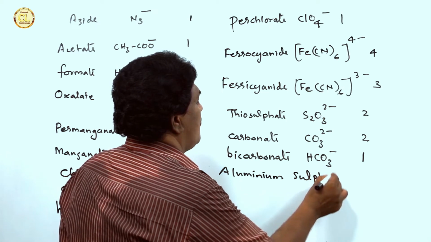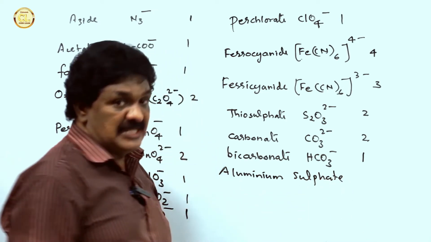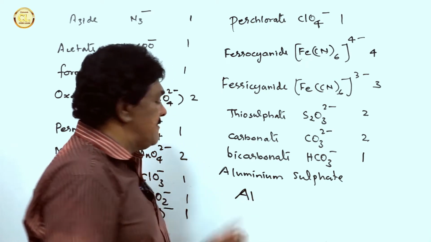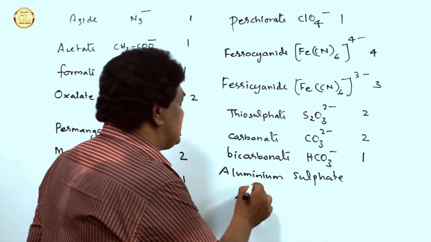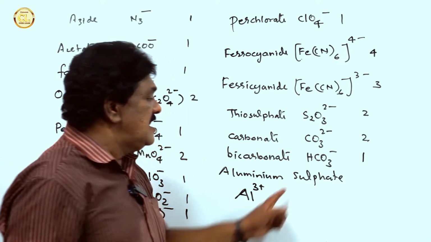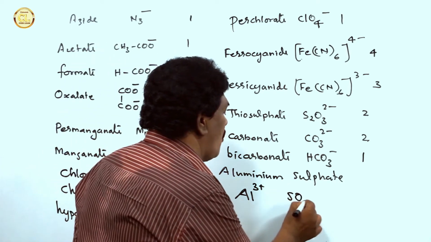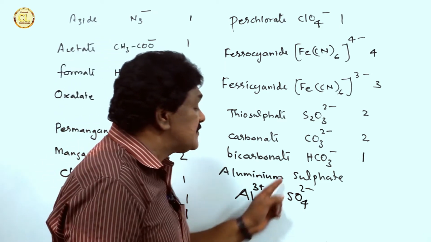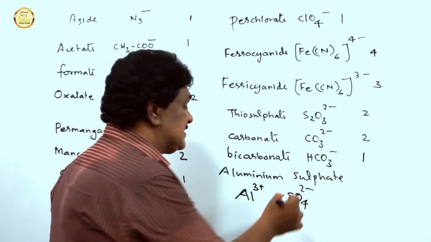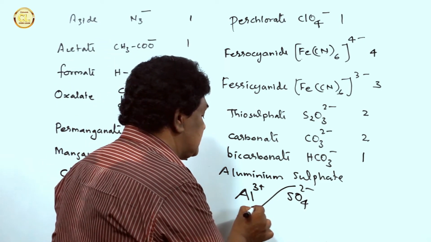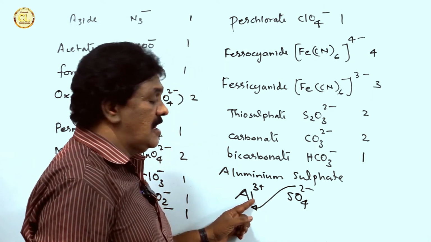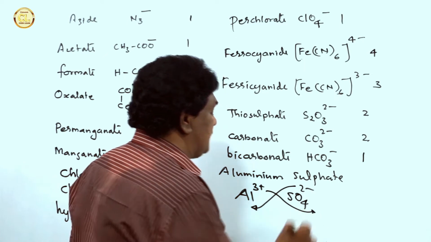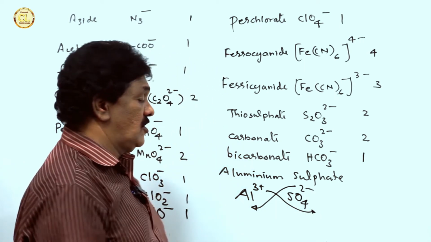How can we write the formula of aluminium sulfate without errors? See, aluminium, remember aluminium ion. Aluminium ion is Al3+. Sulfate ion is SO4 2-. Now, the charge of sulfate ion is crossed to the subscript of aluminium, and the charge of aluminium ion is crossed to the subscript of sulfate ion.